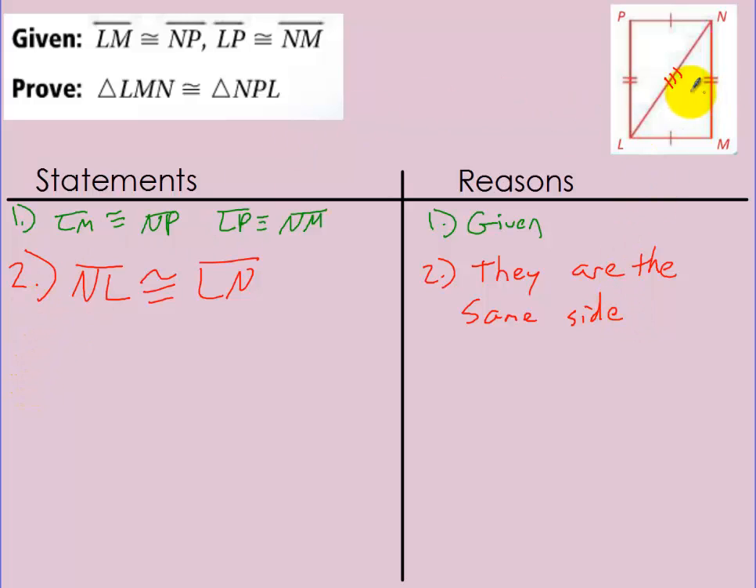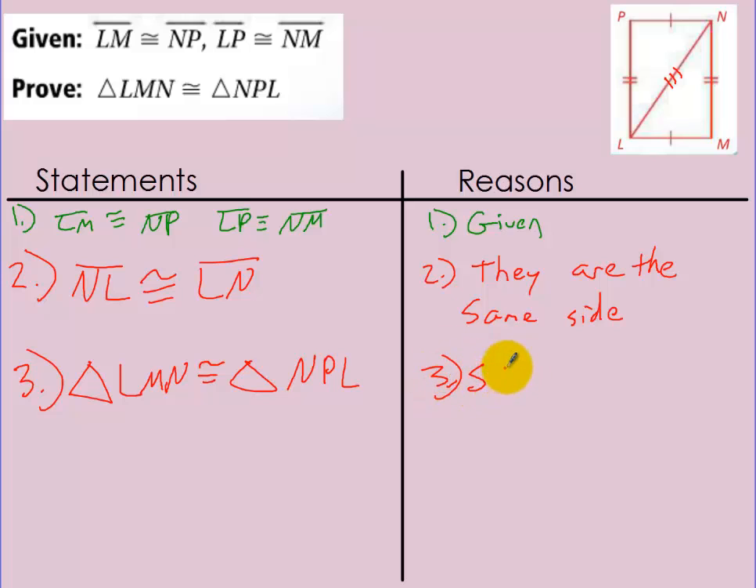So now that we know this side is congruent with that side, and this side's congruent with this, and this side's congruent, well, for both triangles, we can say that triangle LMN has to be congruent with triangle NPL. What's my reason for this? It's easy. Side, side, side. So SSS, and then we say triangles are congruent. Something like that. So by the side-side-side postulate.